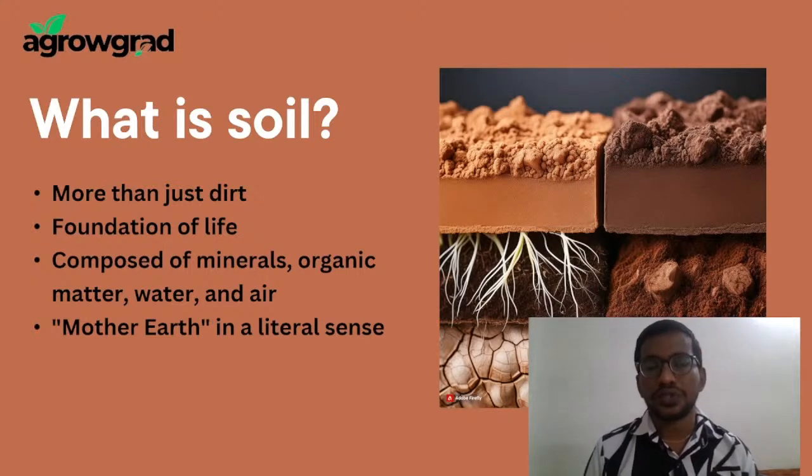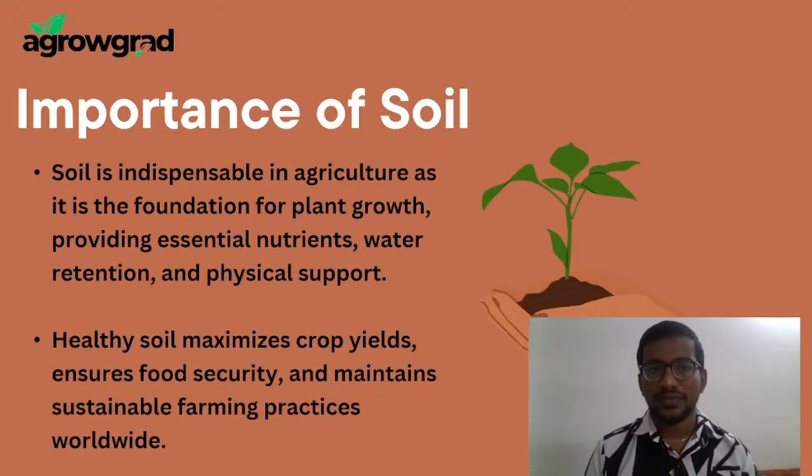Soil is composed of mineral, organic matter, water, and air. Mineral is 45%, organic matter is 5%, water is 25%, and air is 25%, a total of 100%. Without soil, we cannot do anything. So, what is the importance of soil? Soil is the most prominent factor in agriculture.